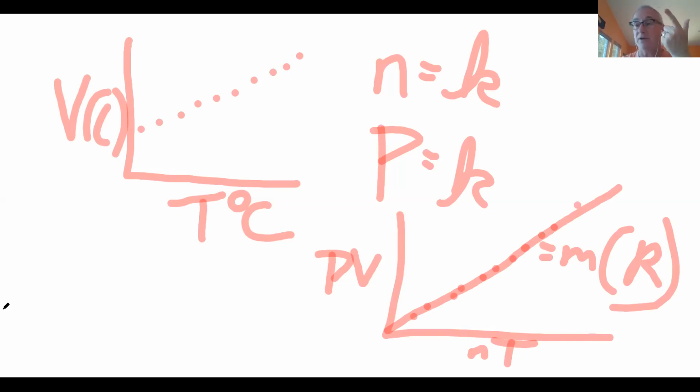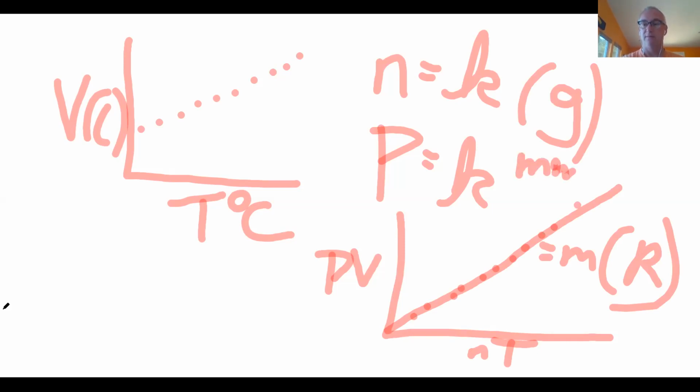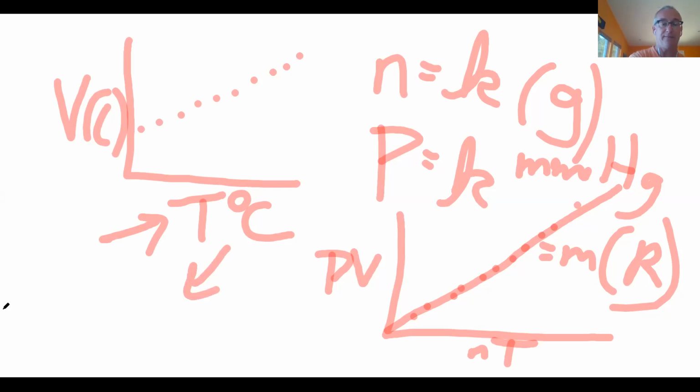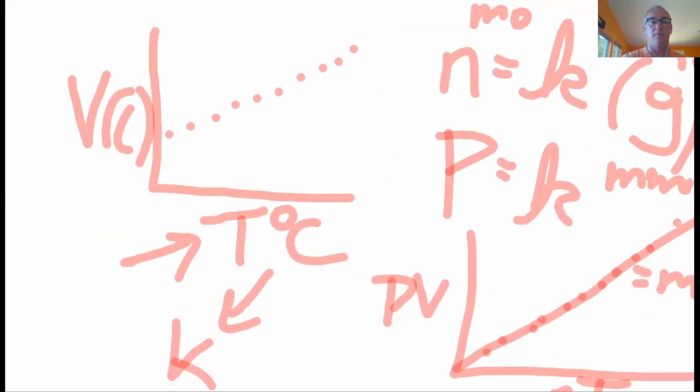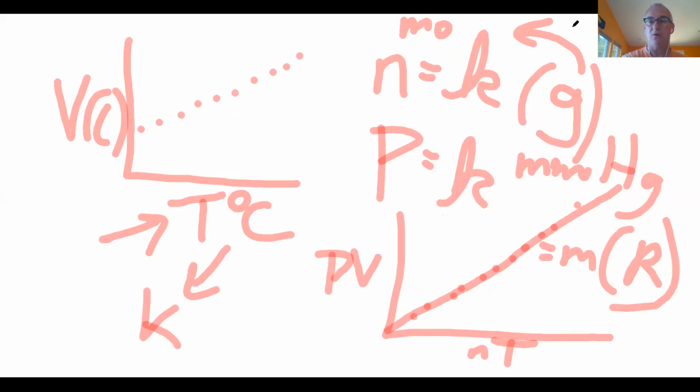But there's going to be a lot of calculations in it because N is given in grams. We know that's not true. P is given in millimeters of mercury, and we know we don't use that for pressure for R. And T is given in degrees C, and we don't use that for temperature either. So we're going to have to convert that to Kelvin. We need to convert grams to moles.